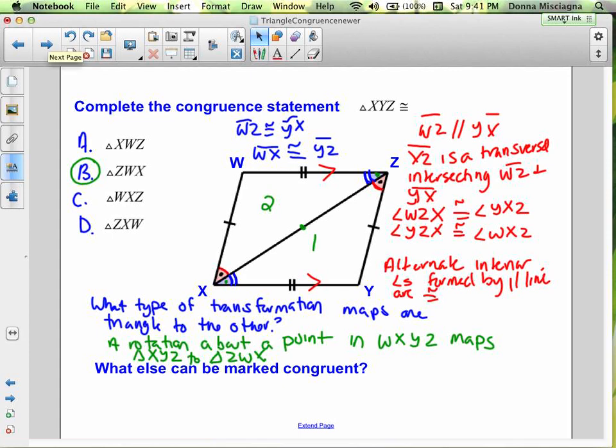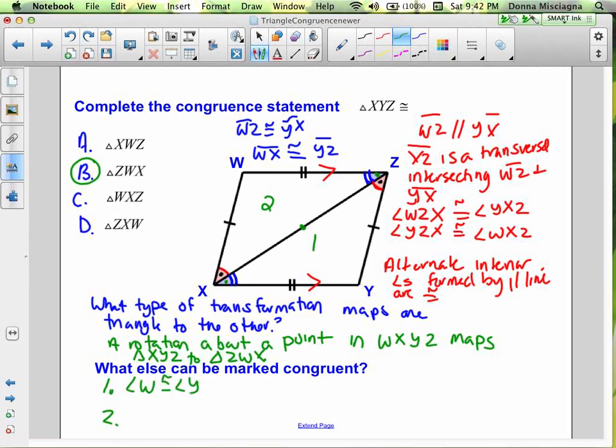Let's see if you knew the other two things. There are two things. Think in your head what else can be marked congruent. And then I'll also put Y. Y could be marked congruent. I hope you said angle W is congruent to angle Y. How do we know? That is the third angle theorem.